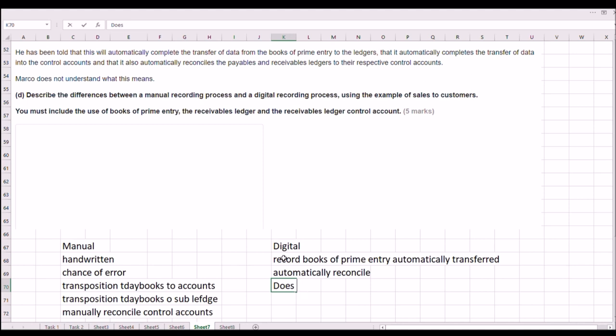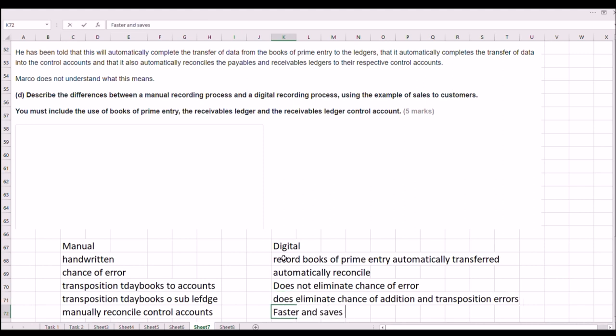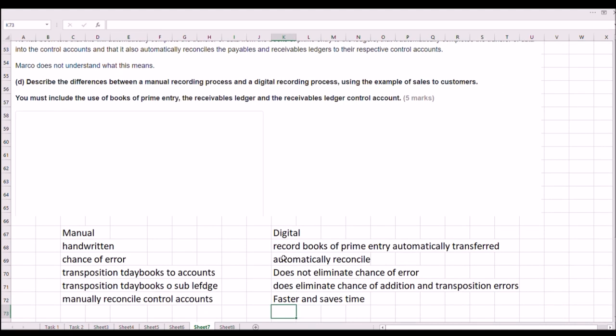It does not eliminate the chance of error, but it does eliminate the chance of addition and transposition errors, and it's also always faster and saves time. Always get that in whenever you get anything like that one.